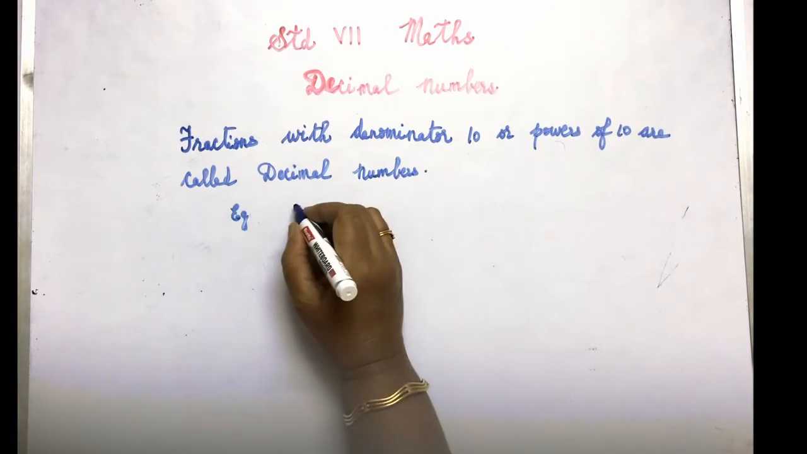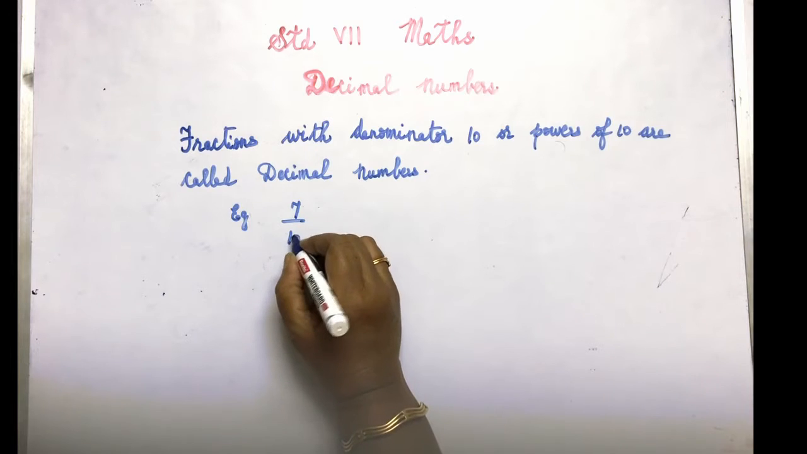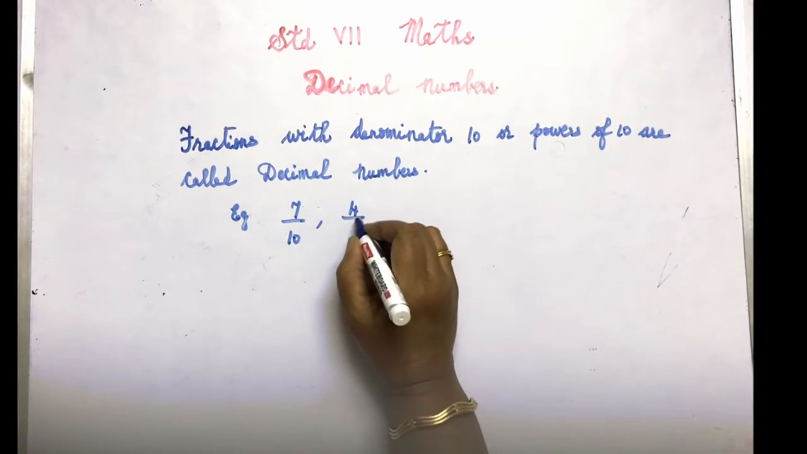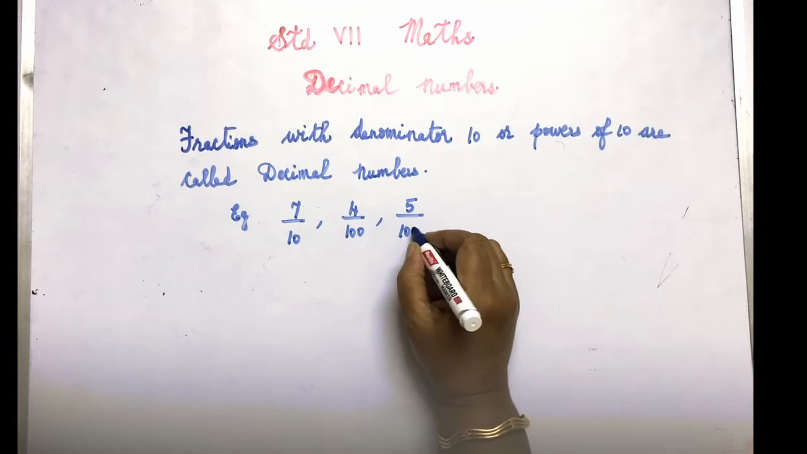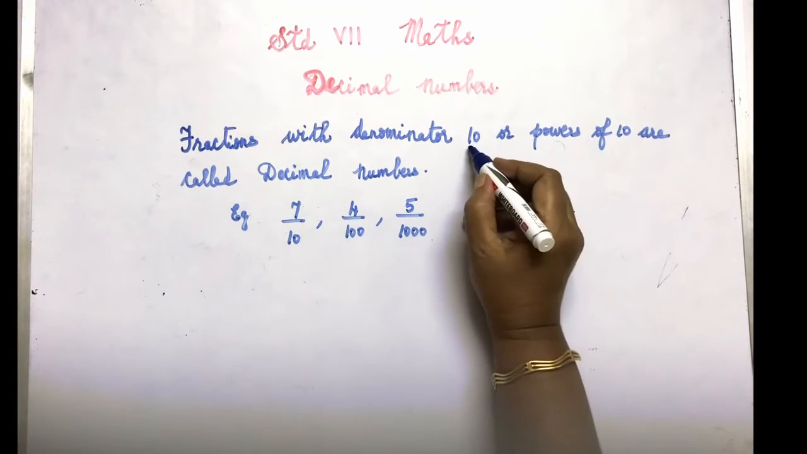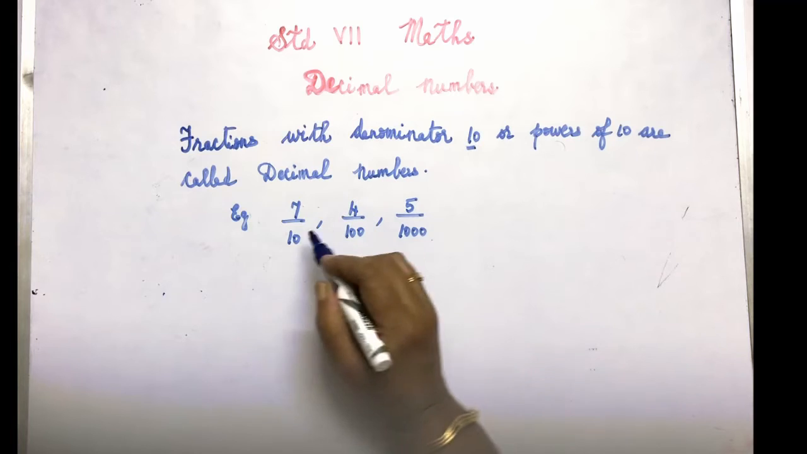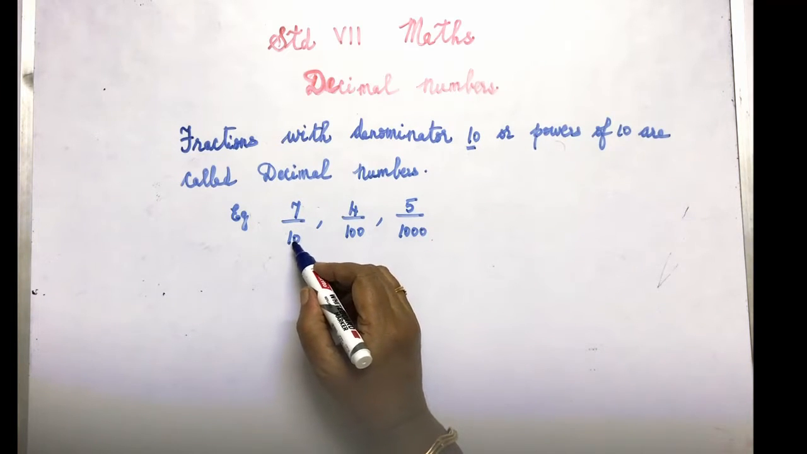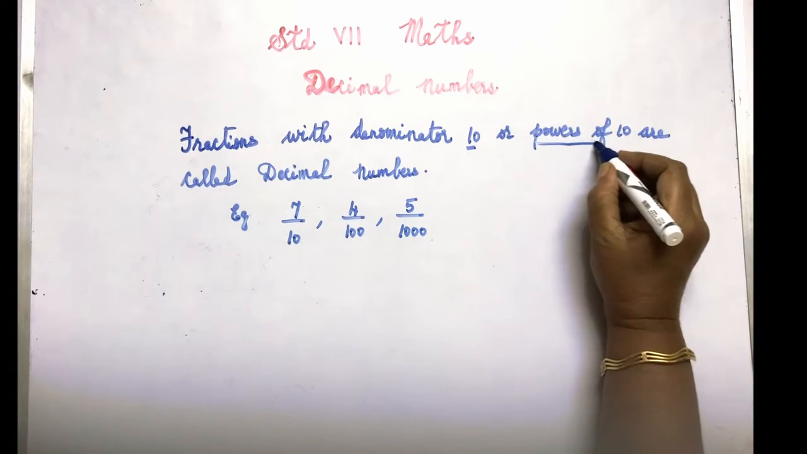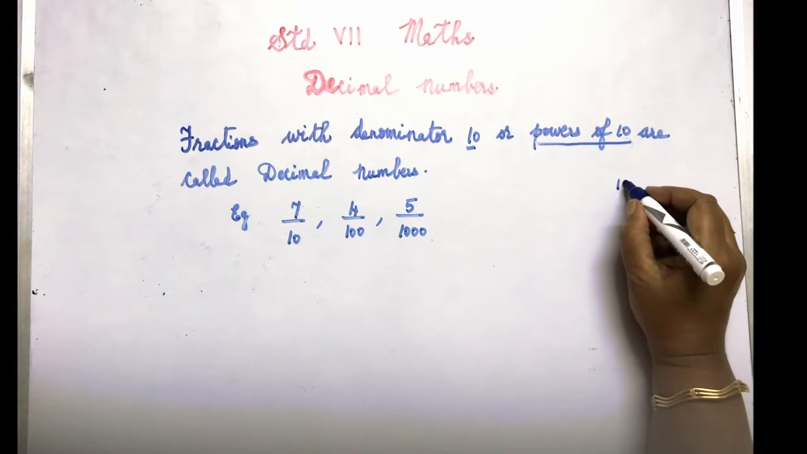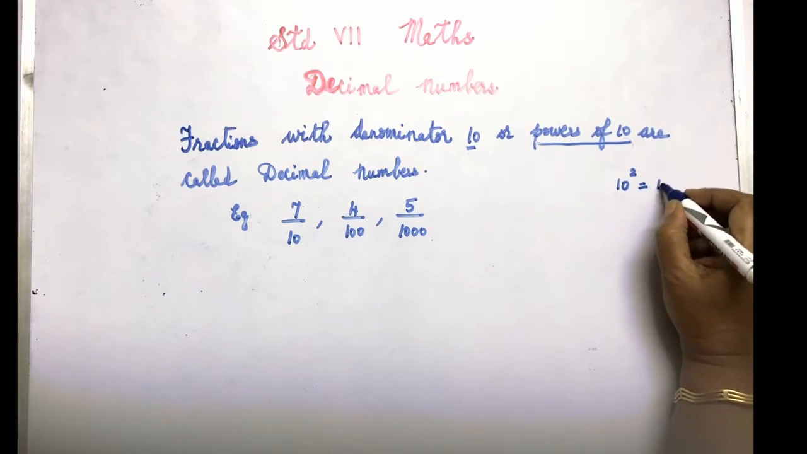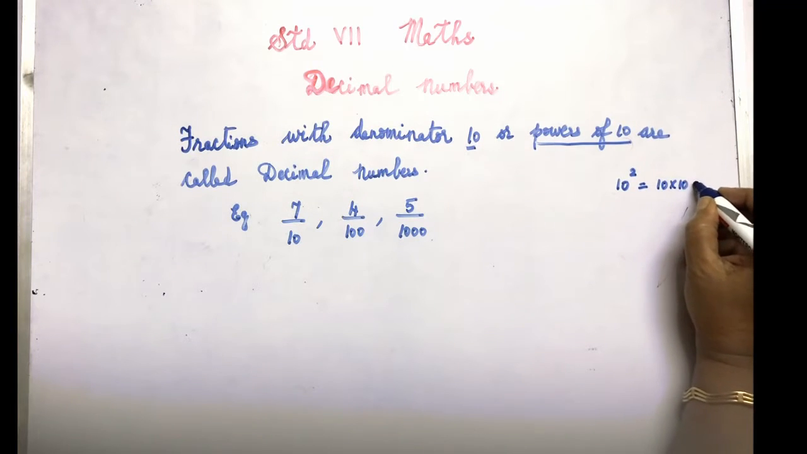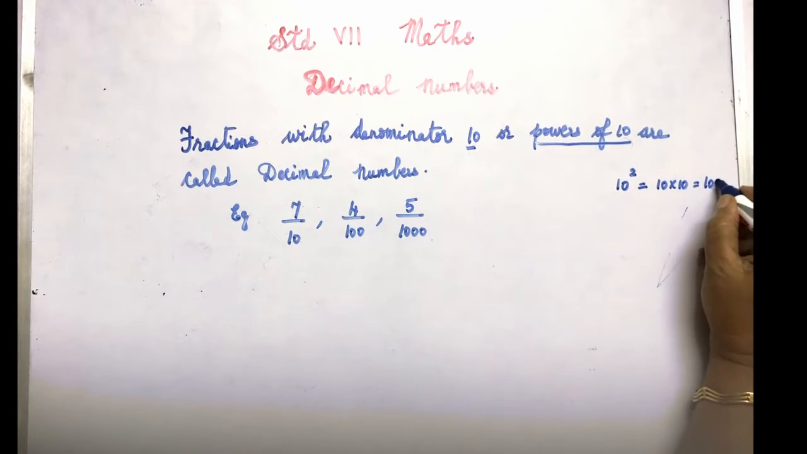So for example, 7 by 10, 4 by 100, 5 by 1000. So fractions with denominator 10. In the first fraction the denominator is 10. What is the meaning of powers of 10? Powers of 10 means if you write 10 squared, this is called 10 into 10, 2 times, that is 100.